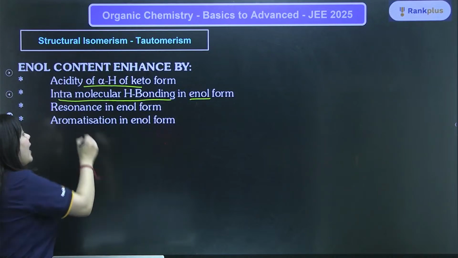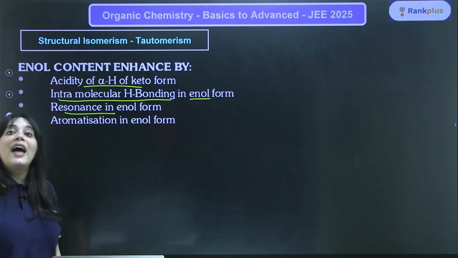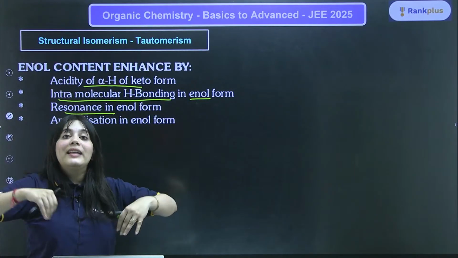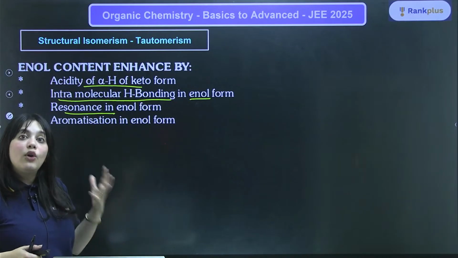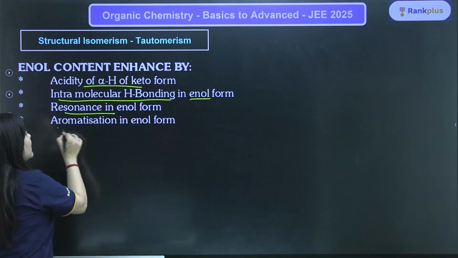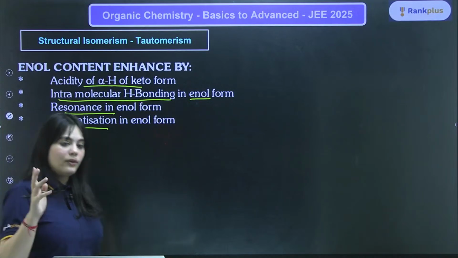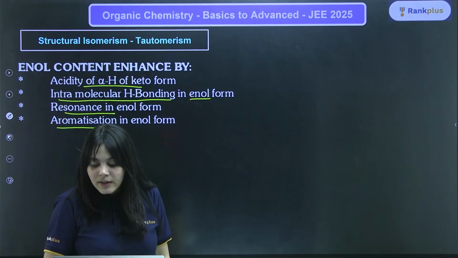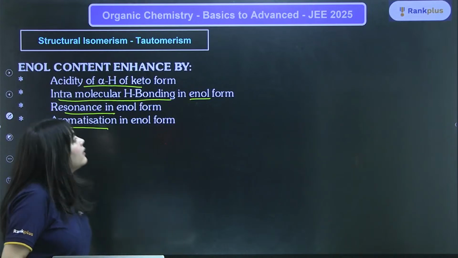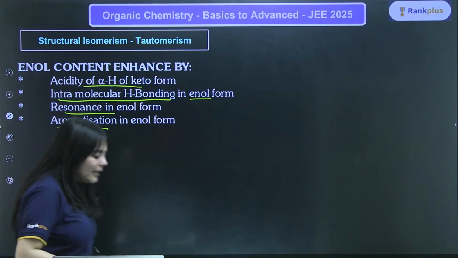Next is resonance in the enol form, as you've seen with the aromatic ring, right? In the aromatic ring, what was happening? It was getting resonance stabilized, hence the enol form was more stable. Or next is aromatization of the enol form, that we have already seen, right? Understood? Is this thing clear to everyone?